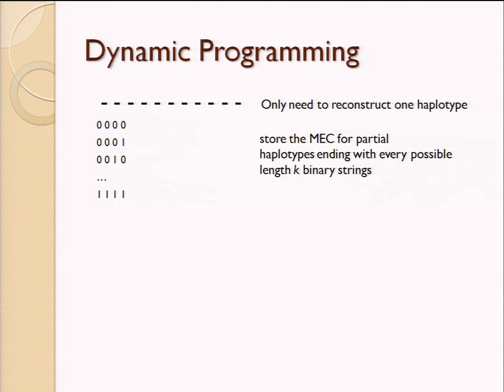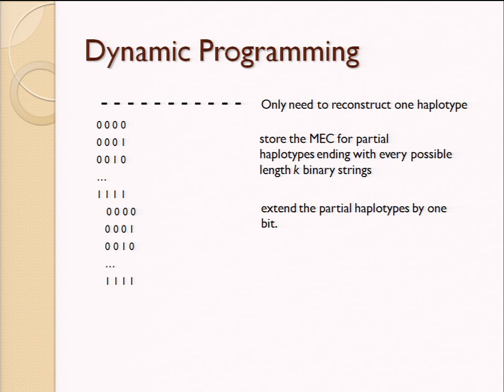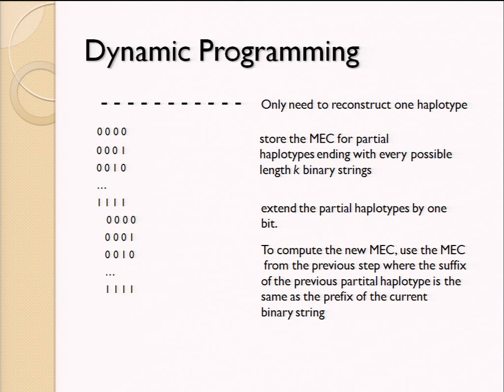We calculate the dynamic programming matrix from left to right. At any position, we compute the MEC score for the partial haplotypes with possible K binary strings. In this example, K is 4, so we enumerate four binary strings. When we compute the MEC score, we only use a specific position. Next, we extend the haplotype by 1 bit. When we compute the new MEC score, we use the MEC score of the specific previous prefix of the current binary string.